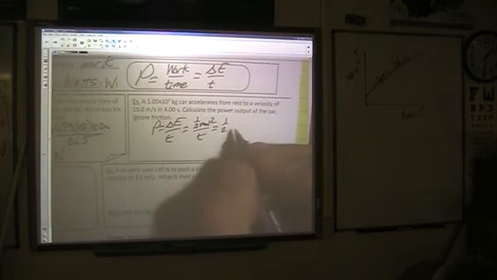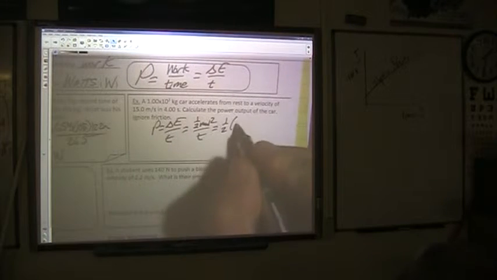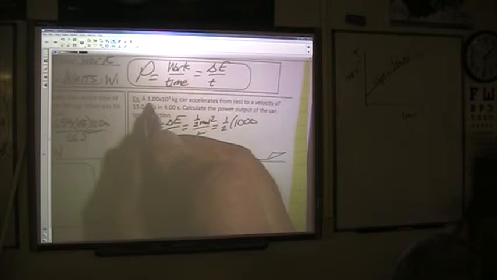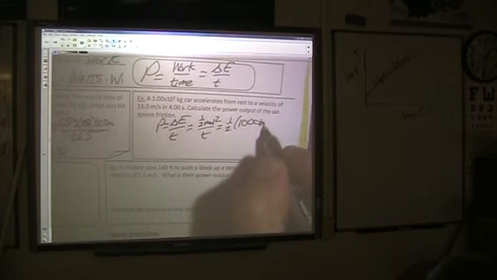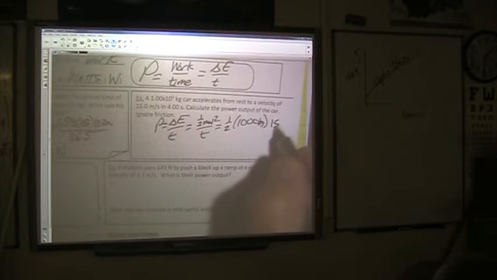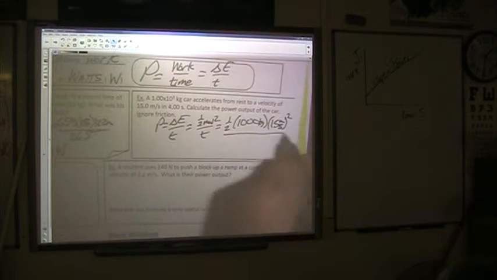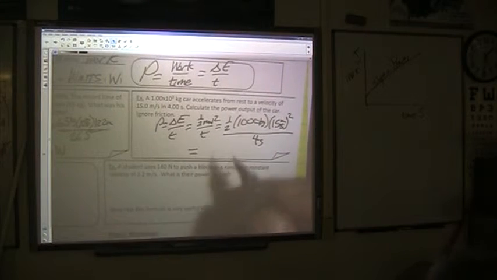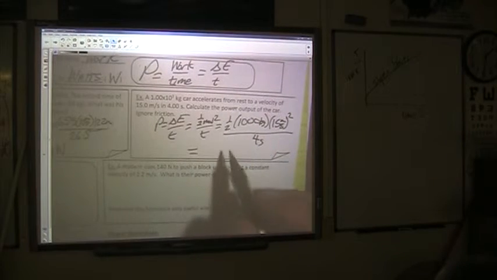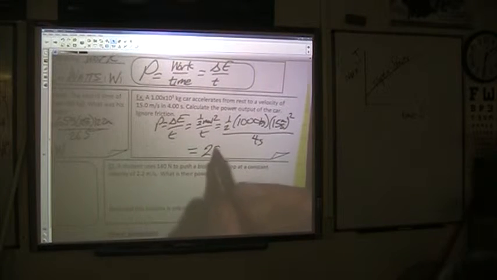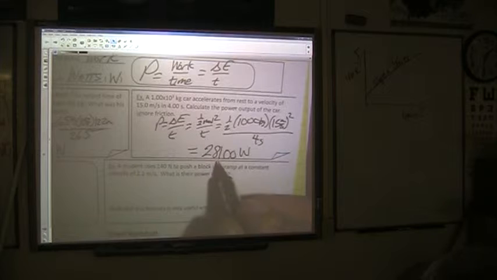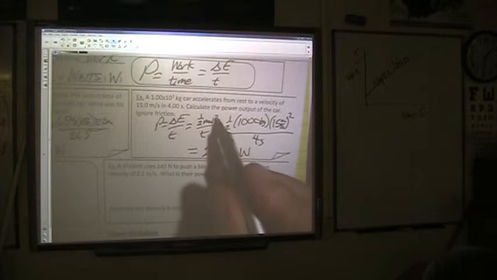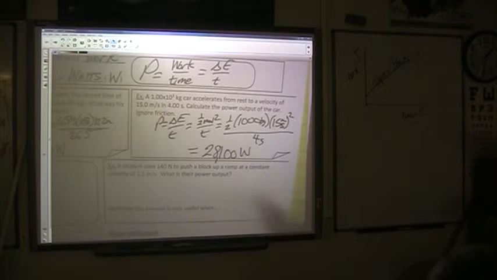So, let's see, half of 1,000, 1, 2, 3, and 15 meters per second squared over 4 seconds. So this should give us roughly... Is that mv squared? Yeah, 1/2 mv squared. Roughly 28,000 watts. Yeah, 28,125, roughly.